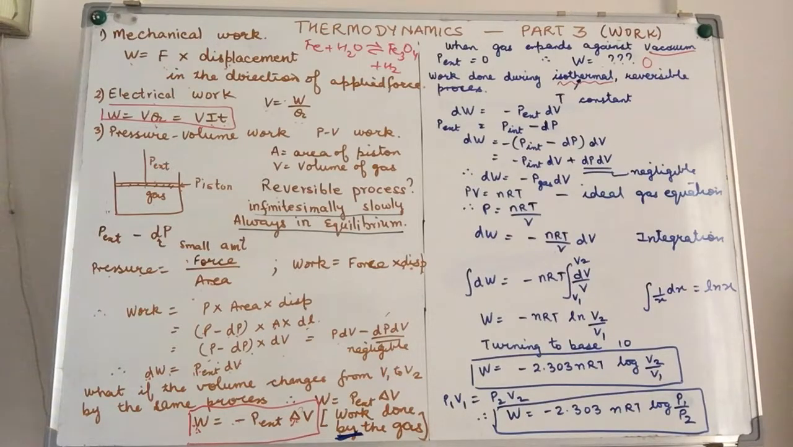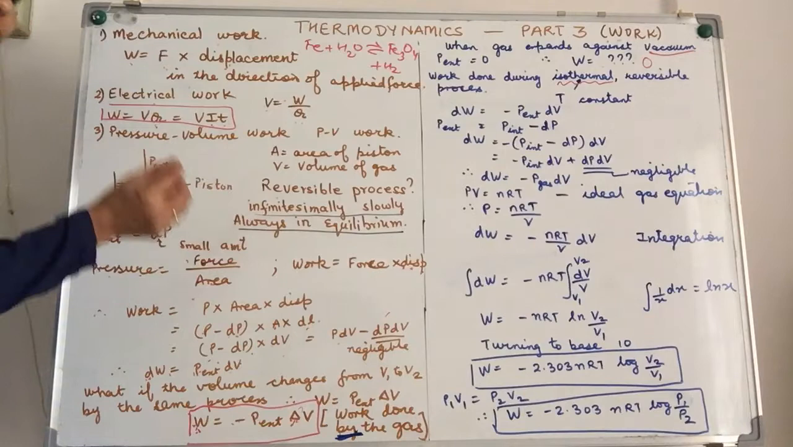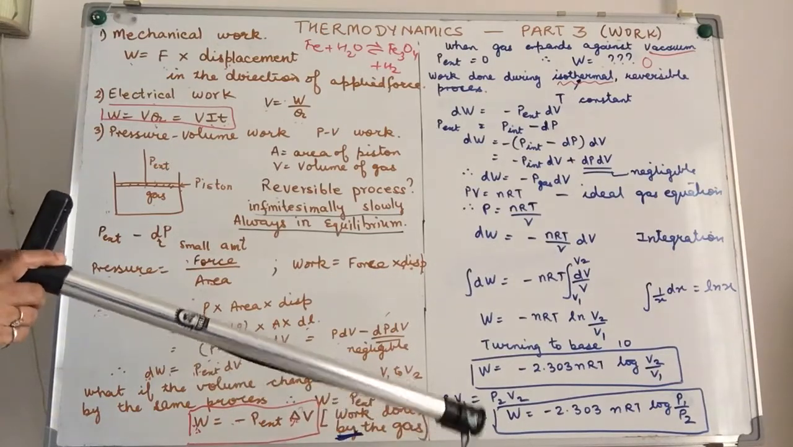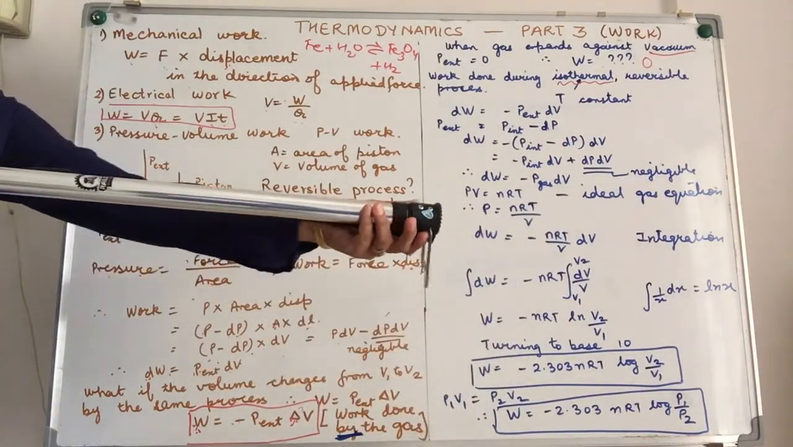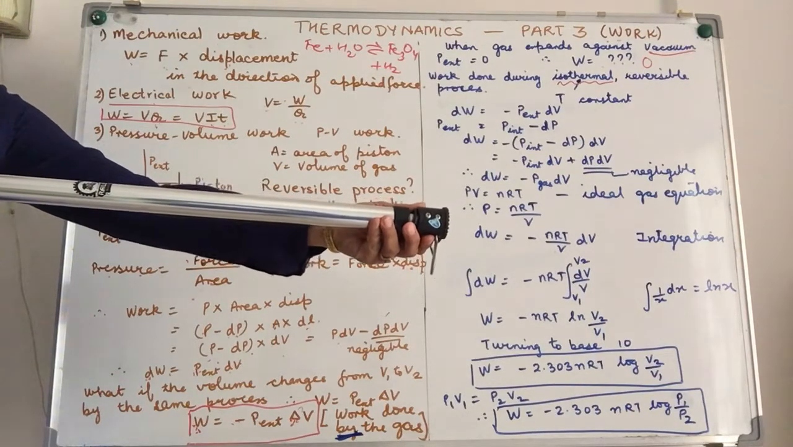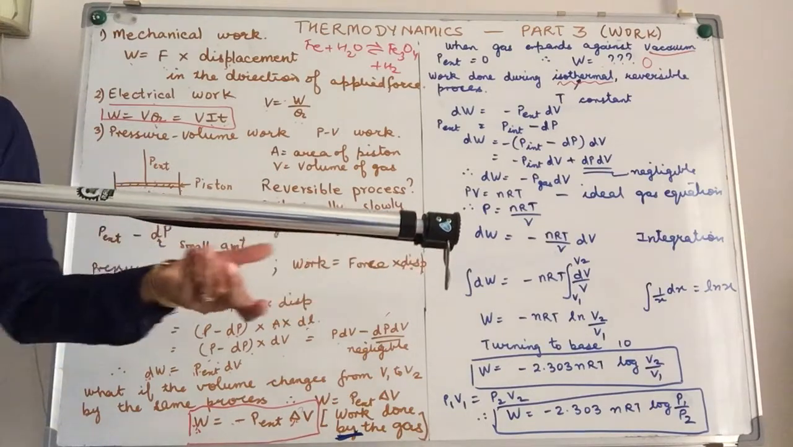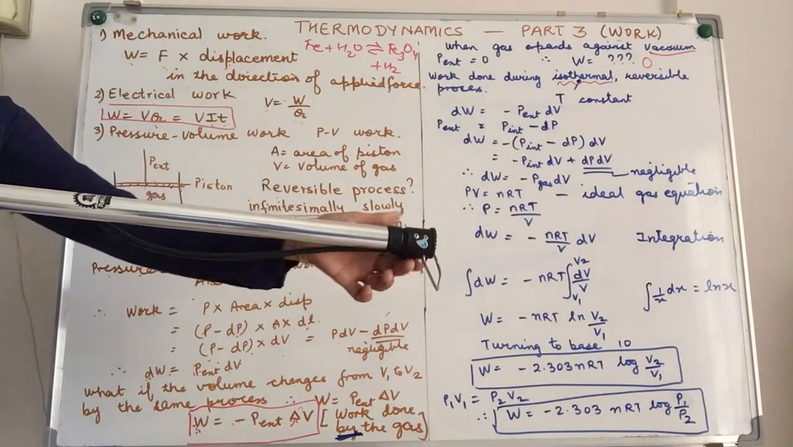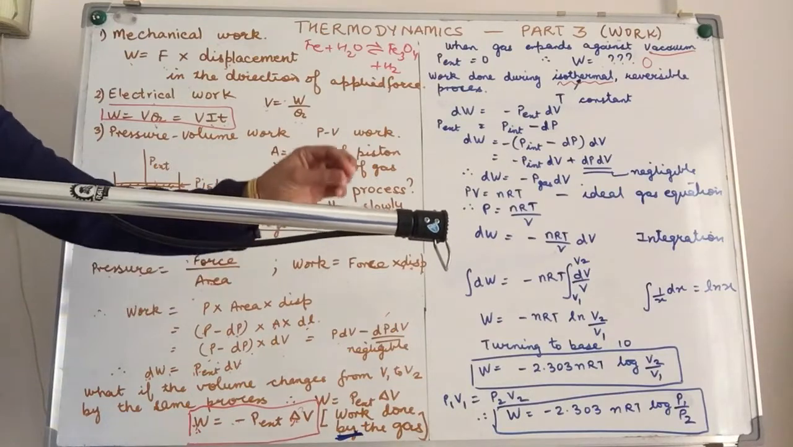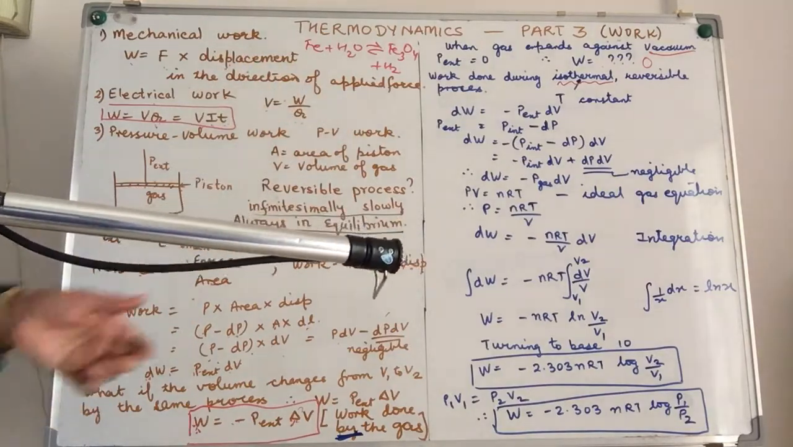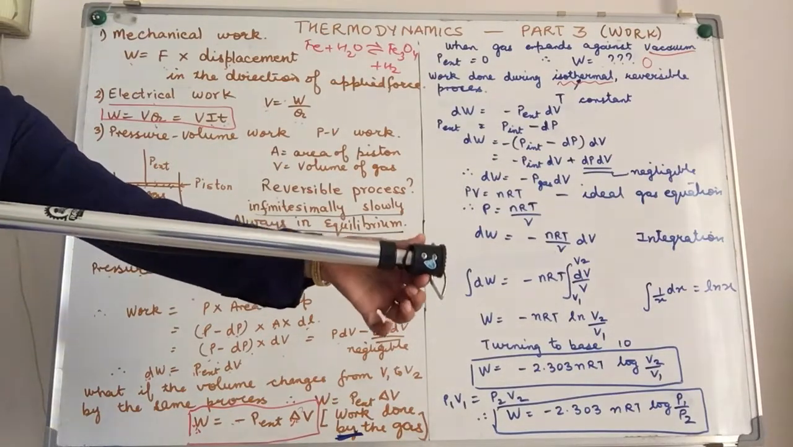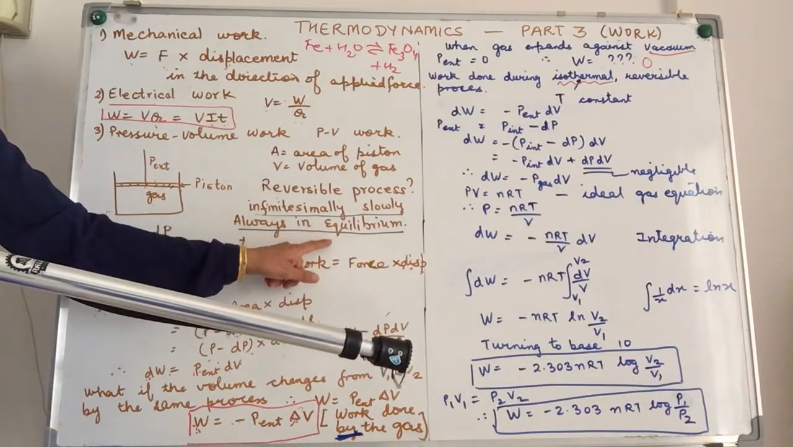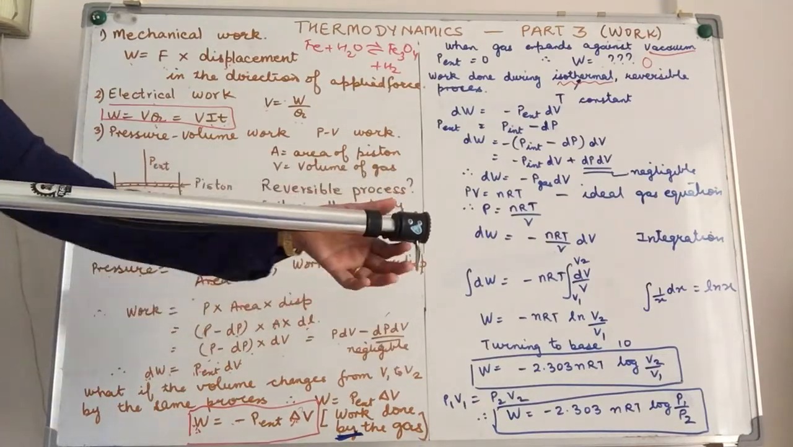A process which is taking place so slowly that at any point of time the system is always in equilibrium with its surroundings. So I have this pump being moved so slowly. If you notice, I've already moved it. It is being moved so slowly that at any point of time there is always equilibrium between the air inside it and the surroundings. We are going to move it infinitesimally slowly, very slowly, so that the dynamic equilibrium is always maintained. So this is what we mean by a reversible process.